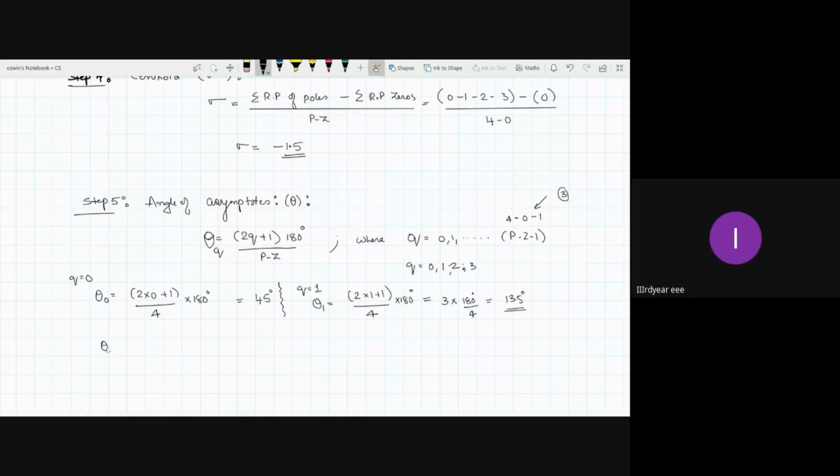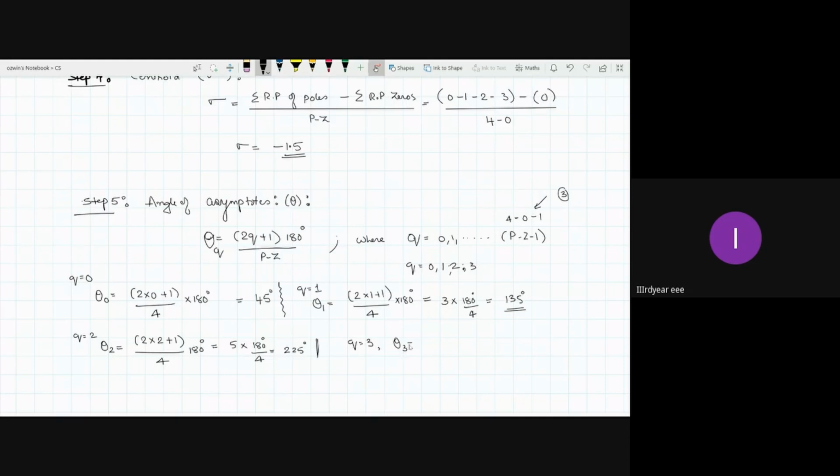Okay, then you find theta 2 for q equal to 2. So that is (2 into 2 plus 1) by 4, into 180 degrees. 2 into 2 is 4, 4 plus 1 is 5. So it is 5 times 45 degrees, 225 degrees. Okay, and then finally you can take q equal to 3.